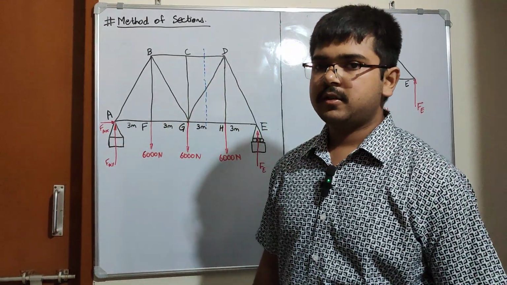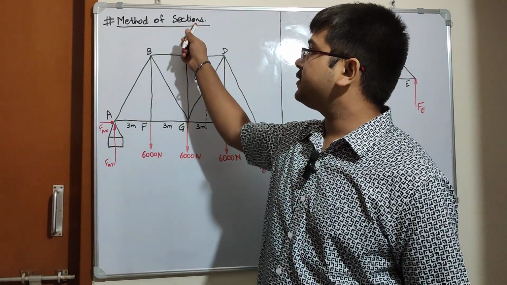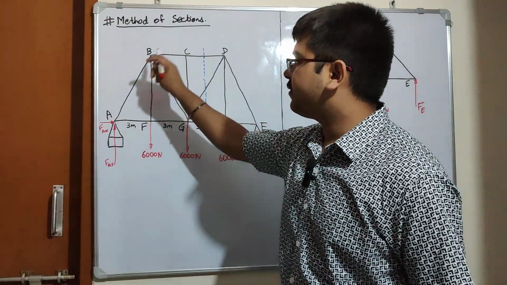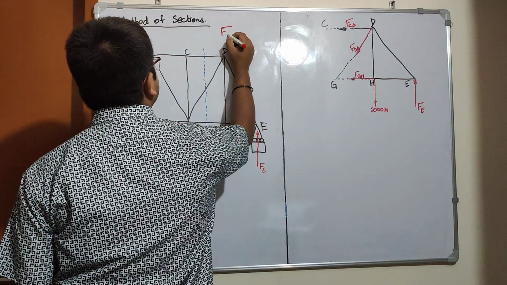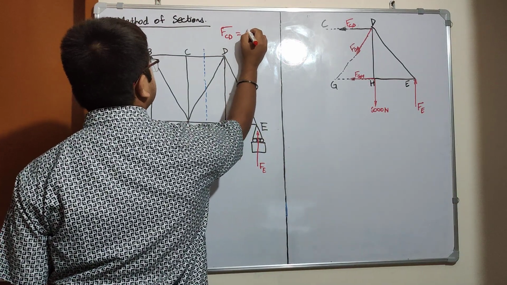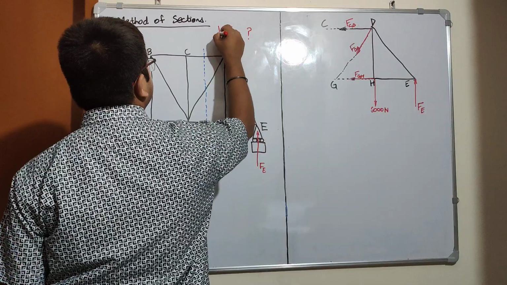Today we will be studying the method of sections, in which we are given a truss here and we have to find FCD equals question mark. That we have to find out.